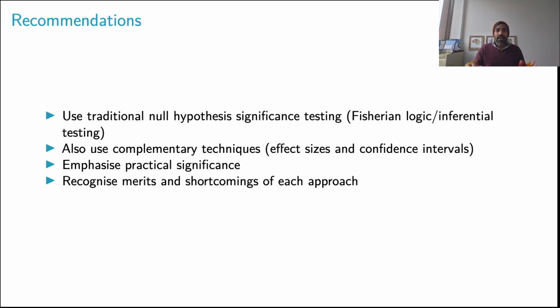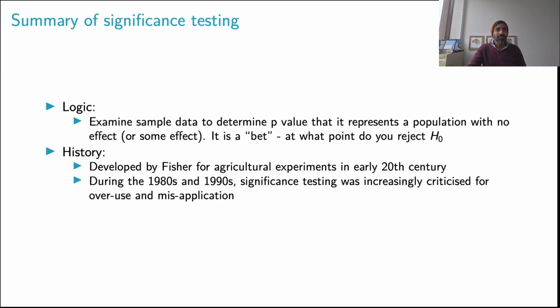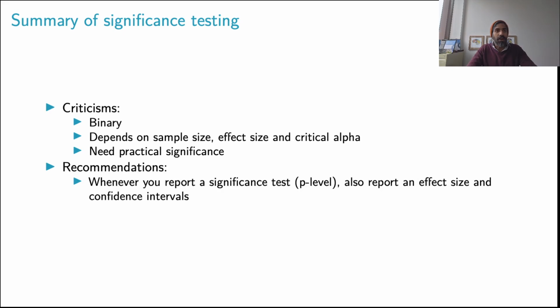And we want to recognize the merits and shortcomings of each approach. So the summary of significance testing is that the logic is we want to examine sample data to determine a p-value that represents the population with no effect or some effect. It is a bet at what point do you reject the null hypothesis, so that there's no difference there. So it was developed by Fisher for agricultural experiments in the early 20th century, and during the 1980s to 1990s, it was increasingly criticized for its overuse and misapplication. So again, it's all about the misapplication of the approach that I think that's the critical part here.